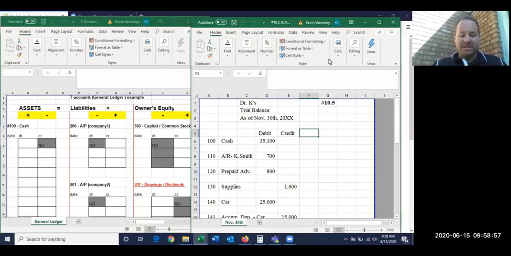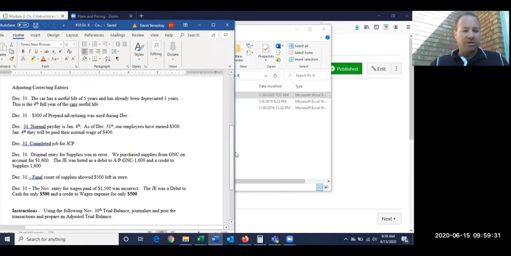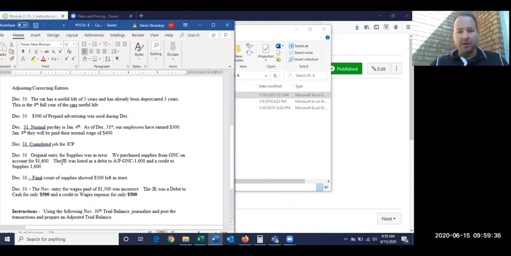Hey, for doing this practice in our second segment, what I've provided for you is this trial balance as of November 30th. The Word document shows that we've got a couple transactions in December, and then we're going to do some adjusting entries. I also have some correcting entries in here, so we're going to see how to do that as well, even though we didn't really talk about that. They're similar to correcting entries, but they have an extra little step to them.